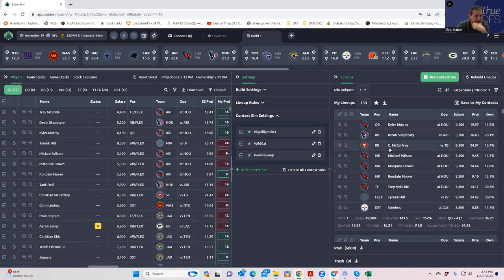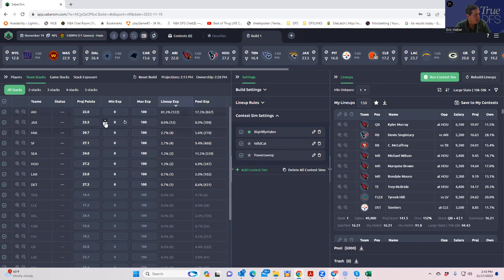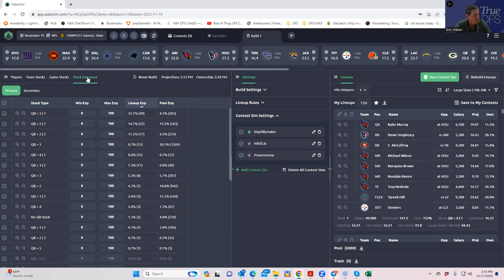Before we do that, let's see what our initial build would look like. Okay, so right now, let's first look at team stacks, and you see about 81% Arizona. The next thing that I would probably do is see what it looks like when I change the min uniques. But before I do that, let me look at stack exposure.